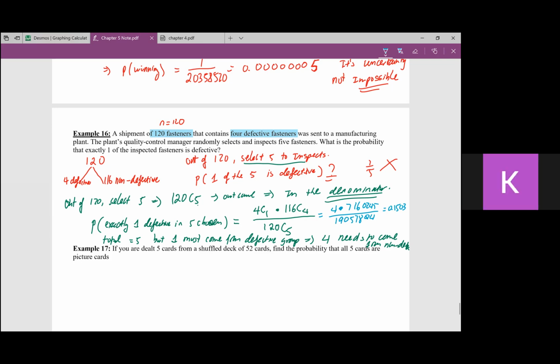Sorry, this is probably a really dumb question, but when it says picture cards, does it mean the royal ones? The Jack, Queen, King. Yeah. Oh, okay. Thank you. Yeah, picture cards are the Jack, Queen, and King, yes.